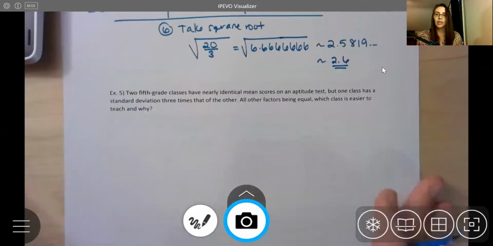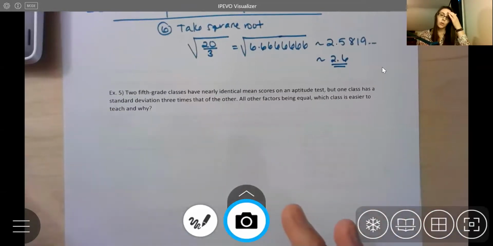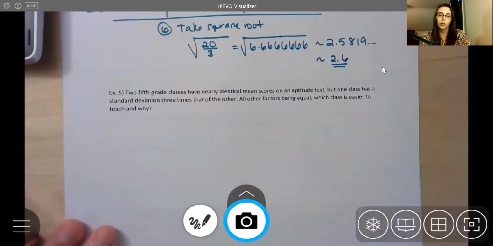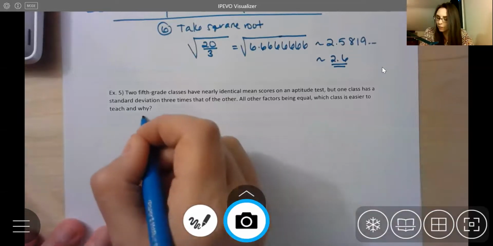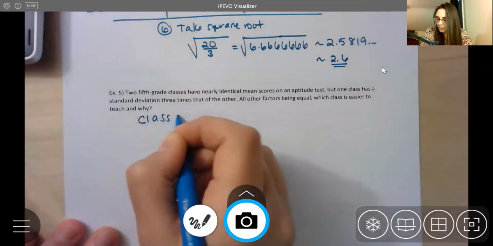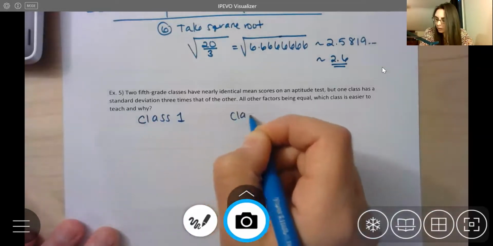So one last question on this section. It says 2 fifth grade classes have nearly identical mean scores on an aptitude test. But one class has a standard deviation 3 times that of the other. All factors being equal, which class is easier to teach? So, for instance, you have class 1 and you have class 2.